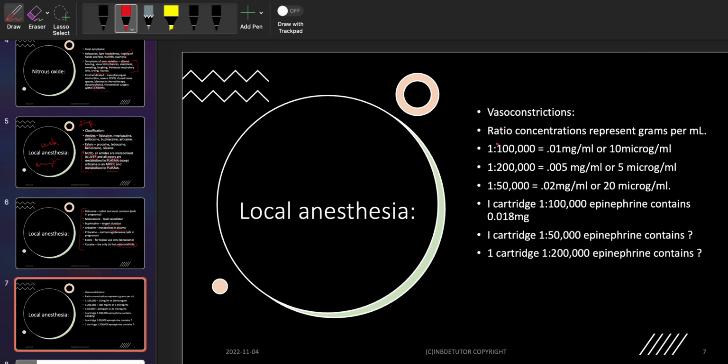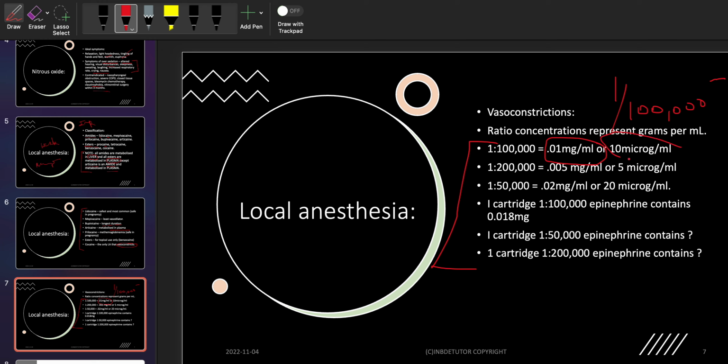So I made this slide. You can remember this as it is. This is how I prefer to remember, or you can even do the calculation and you can get these values as well. So if I have to do a calculation, all I do is I put 1 divided by 100,000, which will be 0.01 milligram, and when I multiply it by 1000, it will be 10 microgram.